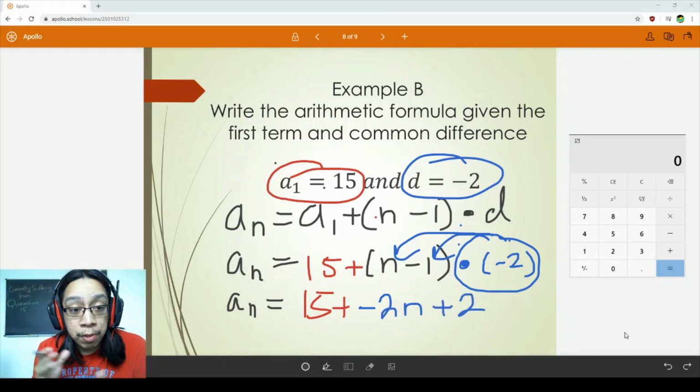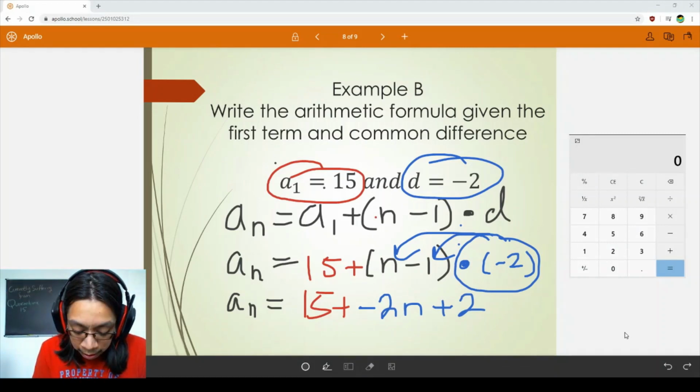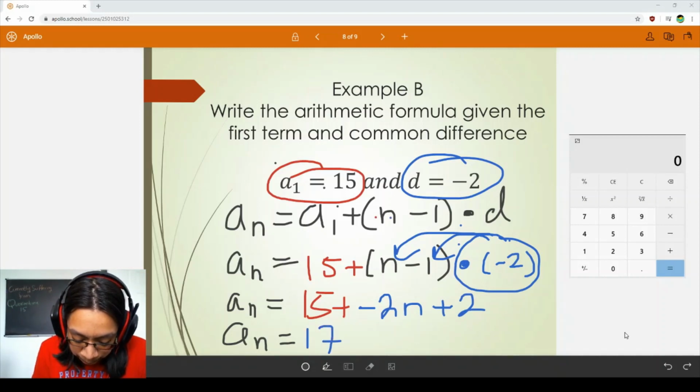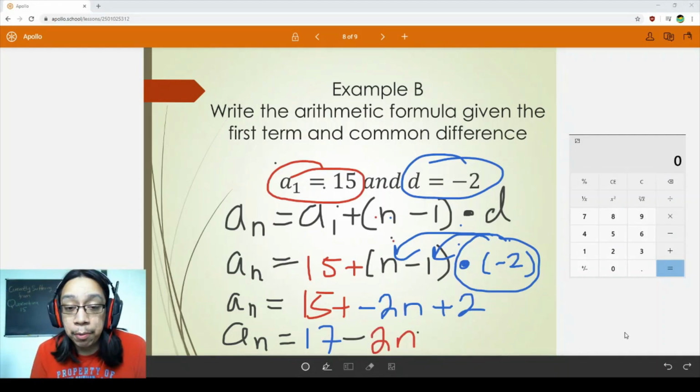From here, we just combine like terms. So a sub n is equal to 15 plus 2, which are like terms here. So that gets us 17. So 17, minus 2n. Now why minus 2n? Because it's already minus 2n in our expression.